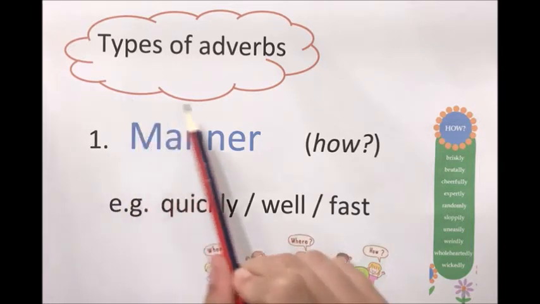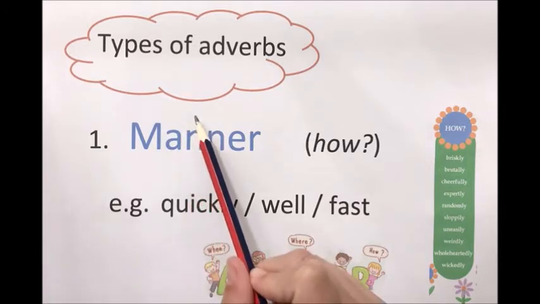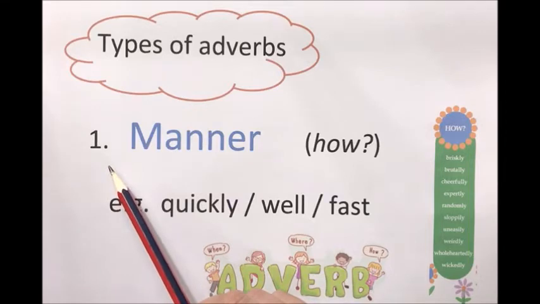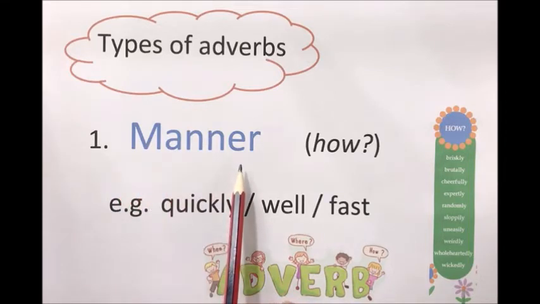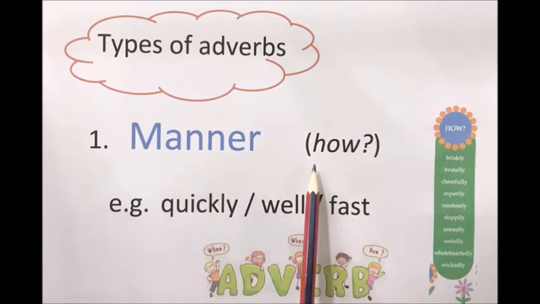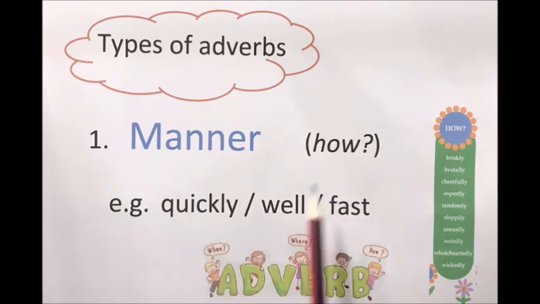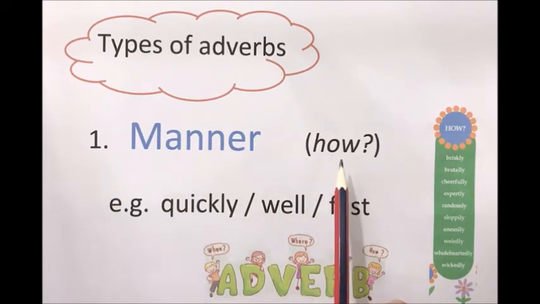Please write the heading, types of adverbs, and draw a cloud around it in color. Then you leave a line open. You write number 1, manner. Manner can also be written nice and big over 2 lines, also with color. And in brackets, you write how with a question mark, because that is the question you have to ask yourself to determine if you are working with manner.